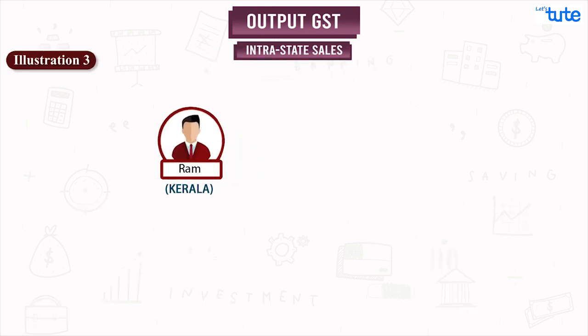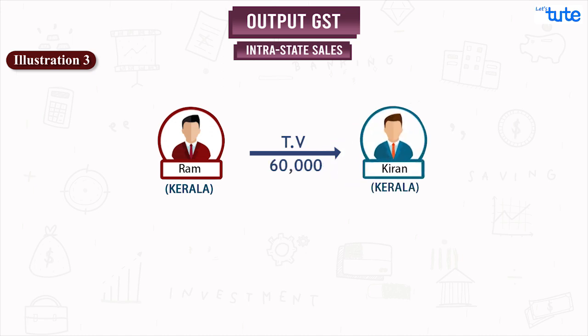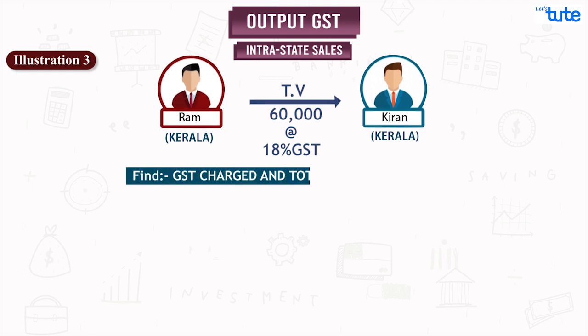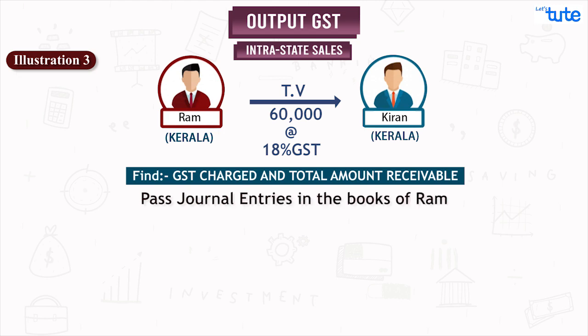Let's say Ram is a dealer in Kerala and he sold TV worth 60,000 to Kiran, who is also a dealer in Kerala, on 27th May 2019. The tax applicable to this sales is 18%. Find out the GST charged and the total amount receivable. Pass the journal entries in the books of Ram.